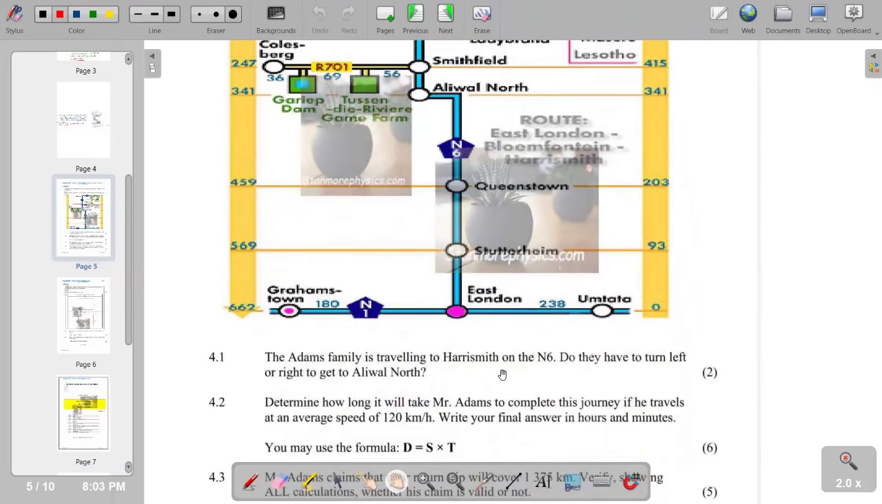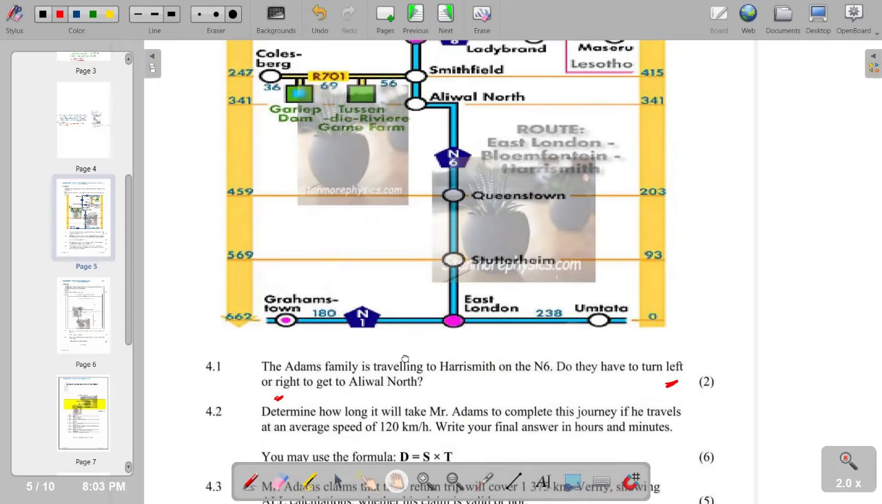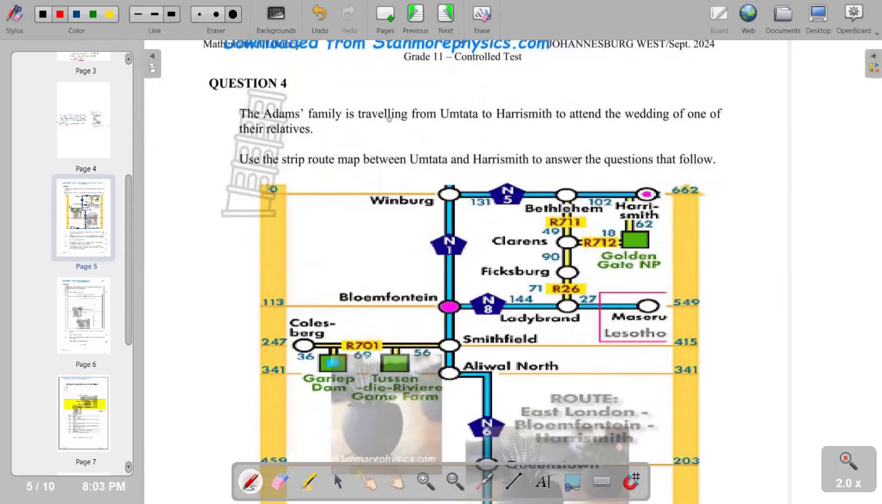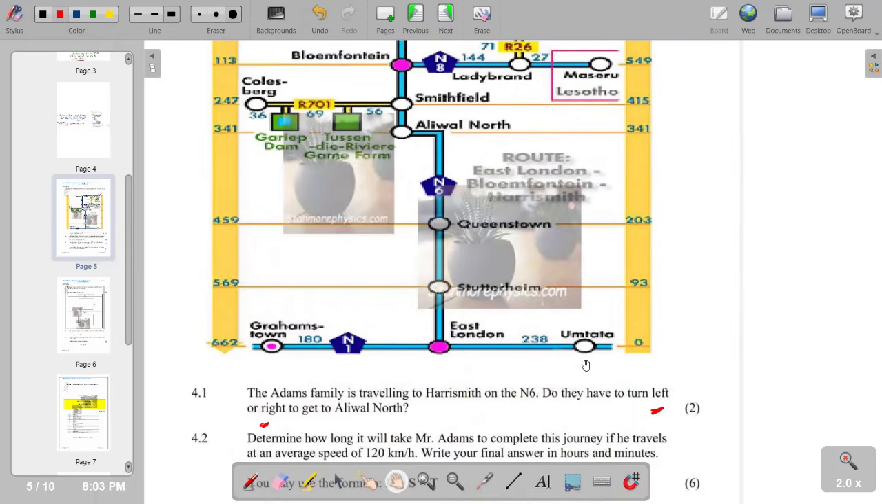Of course, the first question that we have is the Adams family is traveling to Harrismith on the N6. Do they have to turn left or right to get to Aliwal North? So the question requires us to identify whether they have to turn left or turn right to get to Aliwal North. So we see that the distance that is being traveled is from Mthatha to Harrismith. So we can just indicate those points, whereby we have our Harrismith at this point. And then if you check Mthatha, we have Mthatha at that point.